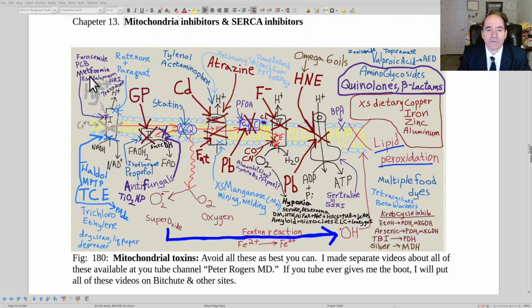I've had several different board certified fellowship trained physicians come up to me and ask what I think of metformin. They've heard it increases longevity. Should they take it? I said, are you a stupid idiot? It's a complex 1 inhibitor of mitochondrial electron transport. You really want to be taking something to inhibit your mitochondria?